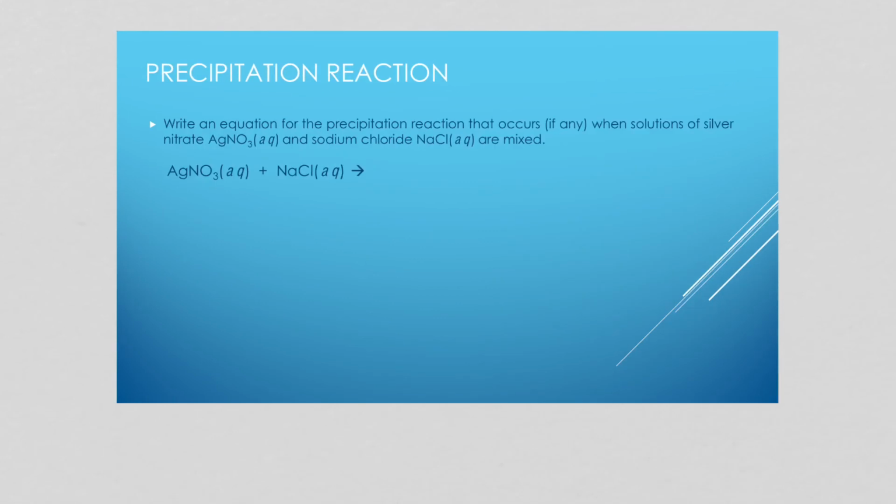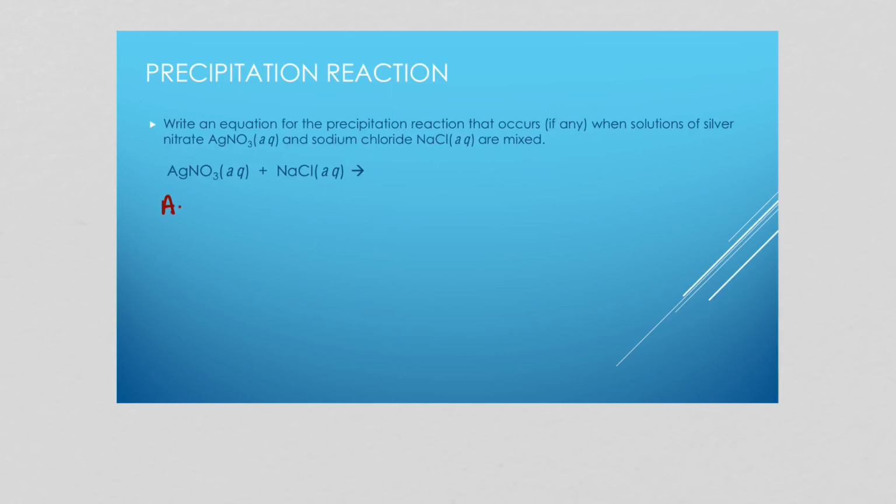So let's say we're given the reaction of AgNO3, silver nitrate, and NaCl, sodium chloride. And we want to write the equation for the precipitation reaction that occurs, if any does, when solutions of silver nitrate and sodium chloride are mixed. So we're going to do the same thing. We're going to look at and say, okay, when these are aqueous, what ions are present?